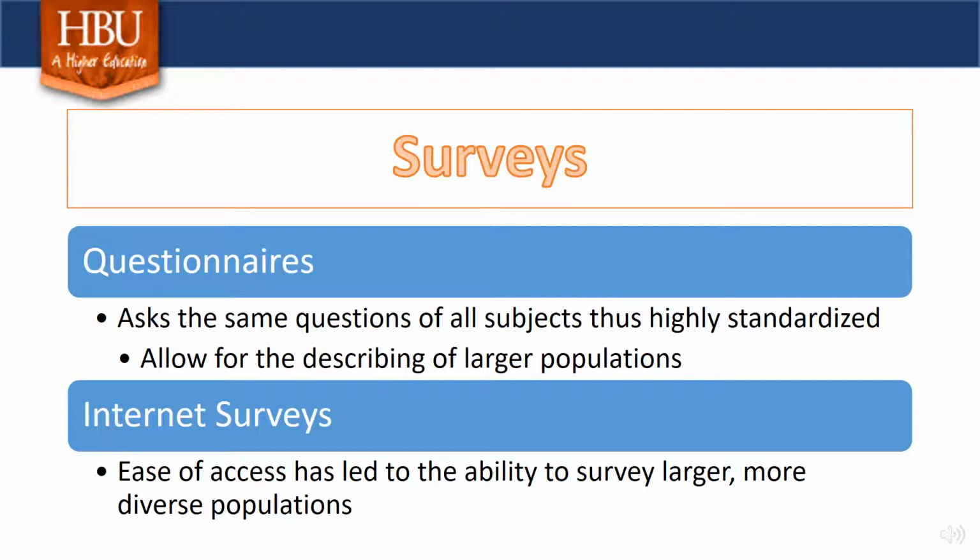Our first area to consider under our research designs is surveys. These include questionnaires and, more recently, internet surveys. As you should recognize, typically this falls under a quantitative approach. Questionnaires ask the same questions of our subjects and are therefore highly standardized. They also allow us to access or consider the larger populations.